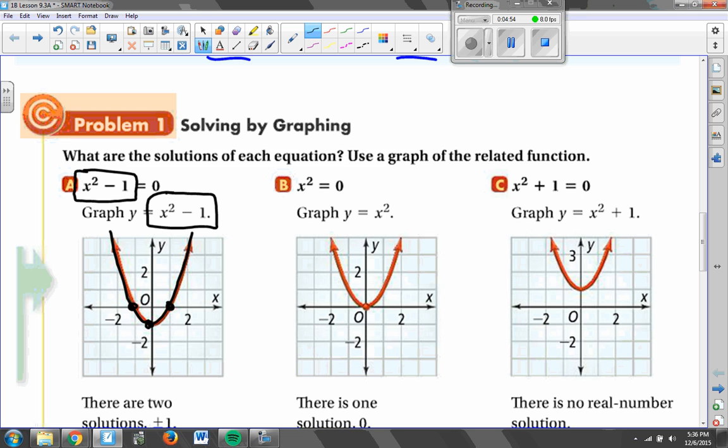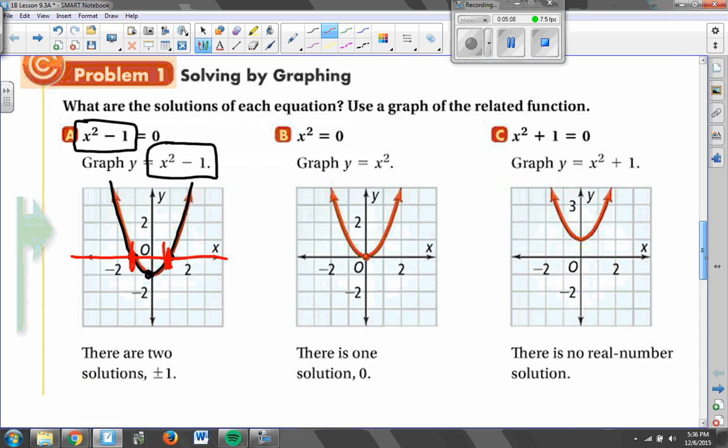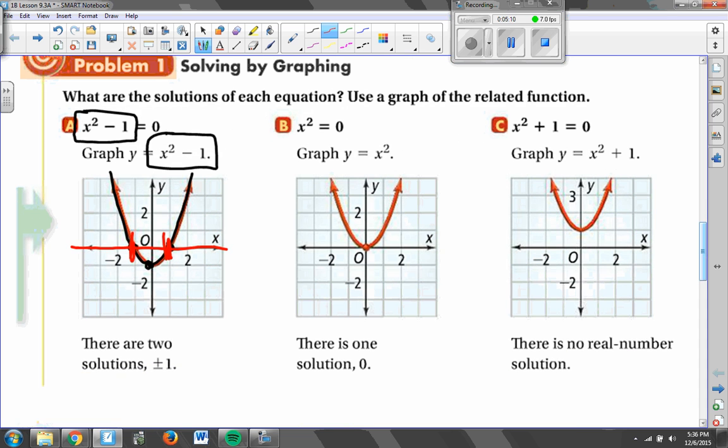Because we see 2 places where that graph crosses my x-axis, we know there are 2 solutions. It looks like it's x equals positive 1 and x equals negative 1, or as your book writes it, plus or minus 1. So we looked at the graph, we saw two places where it crosses the x-axis, and we have two solutions.